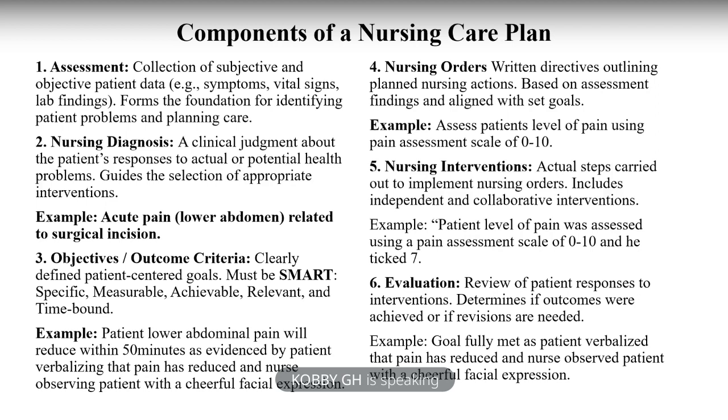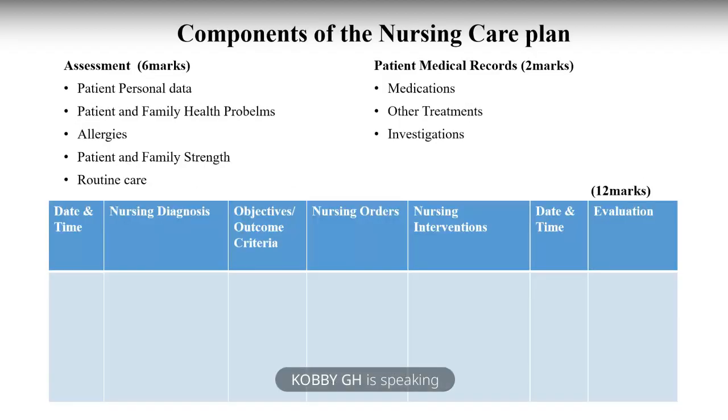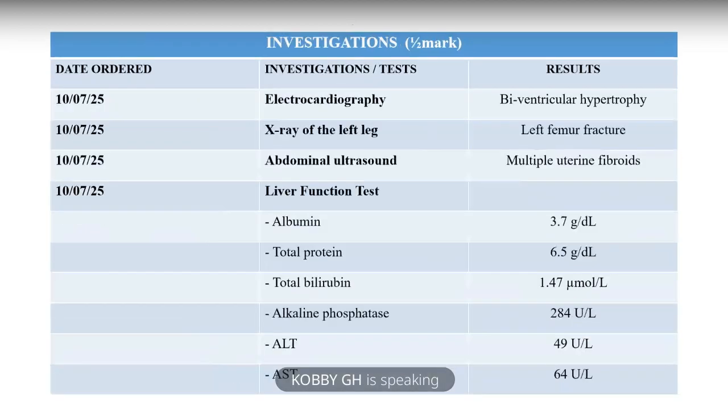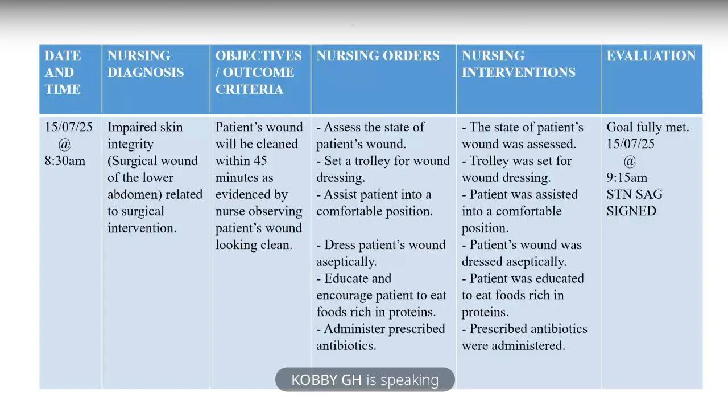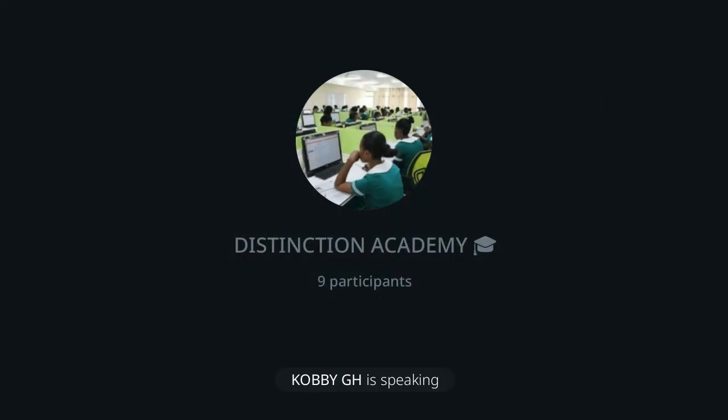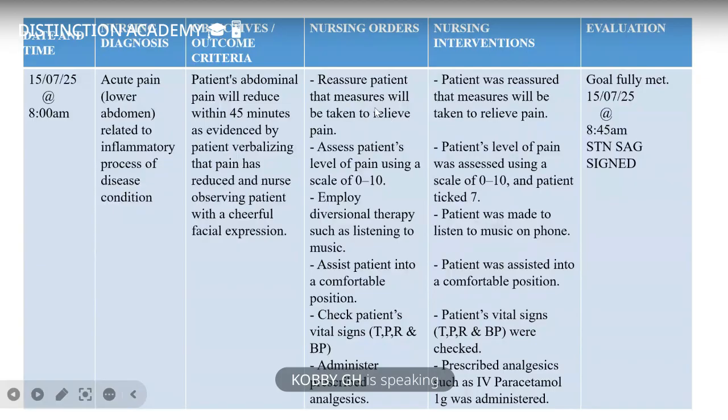This is what we are talking about here. Look at this. This is the problem for pain. This is how it looks like. Look, this is it. You see, reassure patients that measures will be taken to reduce pain, not relieve, reduce pain. Now, assess patient's level of pain using a scale of 0 to 10. Patient's level of pain was assessed using a scale of 0 to 10. Patient takes 7. You see over here, this order came at a time we've not initiated any sub order. Can you see that? You see the position of where the order is. Can you see?